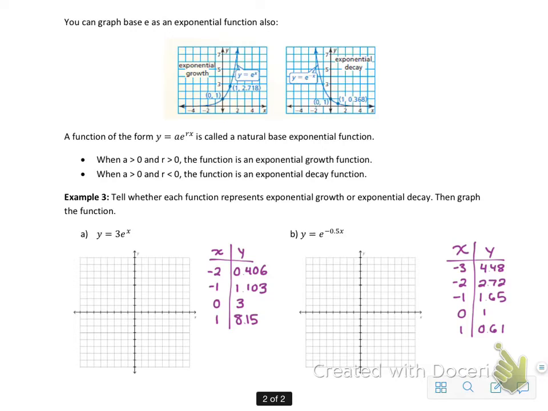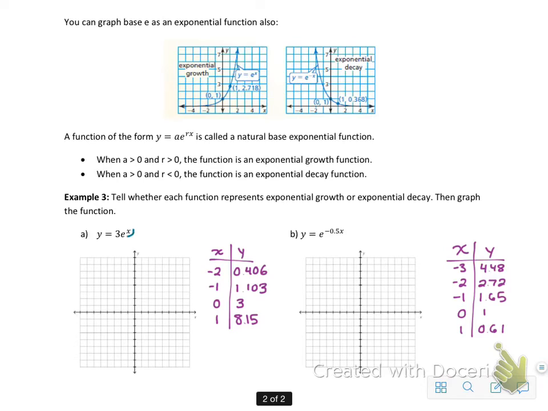Now, if you have any other base, you know that you have growth if it's greater than 1, and you have decay if it's less than 1 and greater than 0. Here, it's a little bit different, because e is a number, right? It's actually a positive number that's bigger than 2. So it's not actually the base that's going to determine whether or not you have growth or decay. Instead, we're going to look at the exponent, the number in front of x.